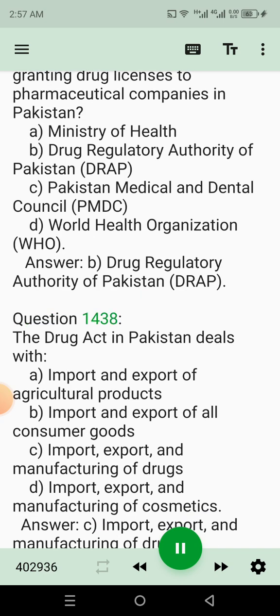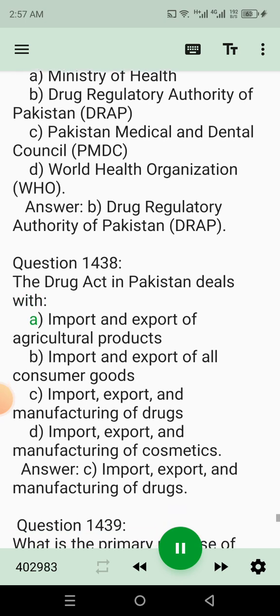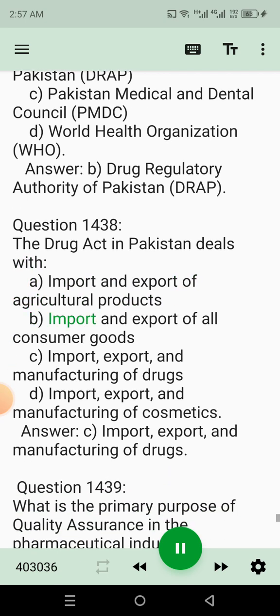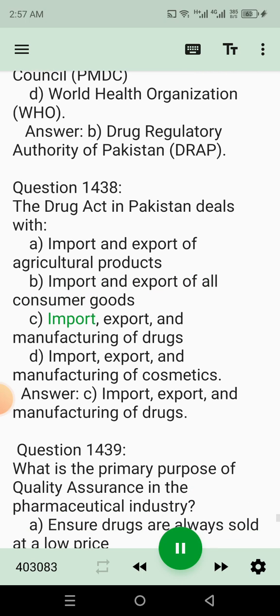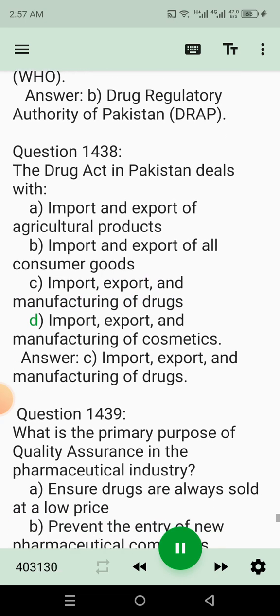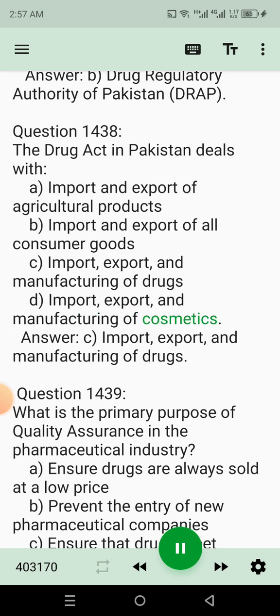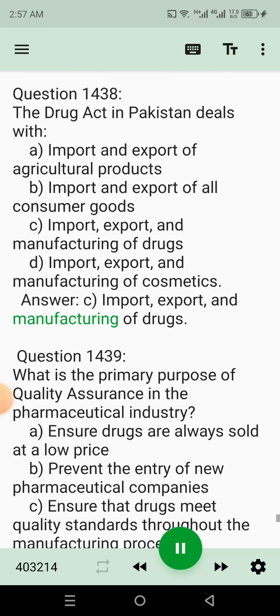Question 1438. The Drug Act in Pakistan deals with A. Import and export of agricultural products. B. Import and export of all consumer goods. C. Import, export, and manufacturing of drugs. D. Import, export, and manufacturing of cosmetics. Answer. C. Import, export, and manufacturing of drugs.